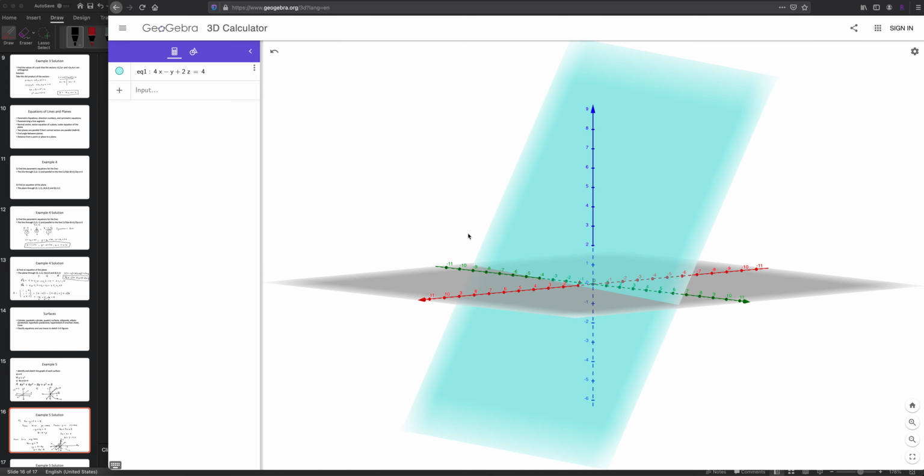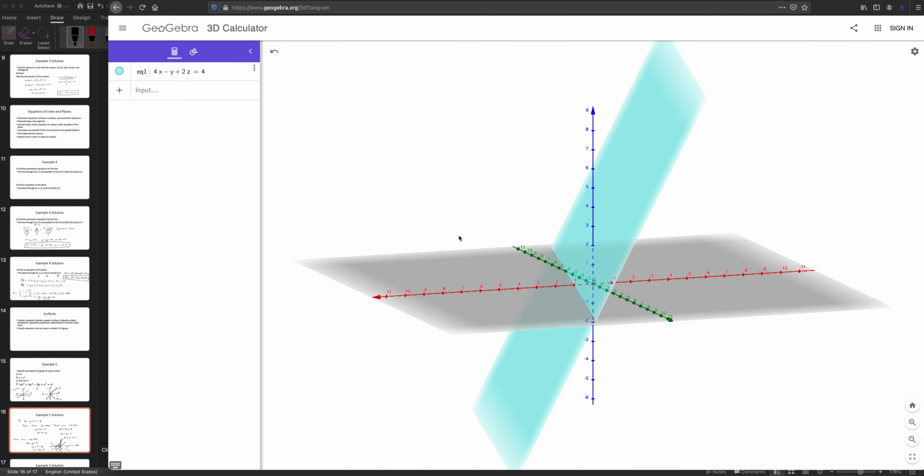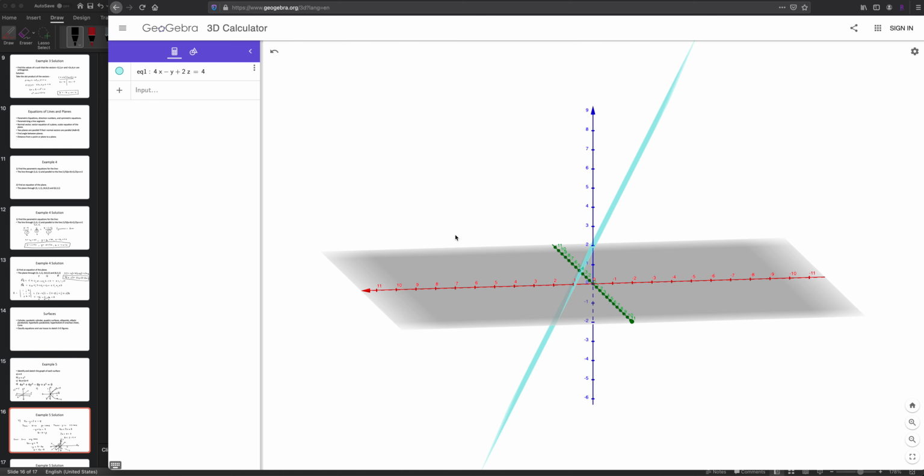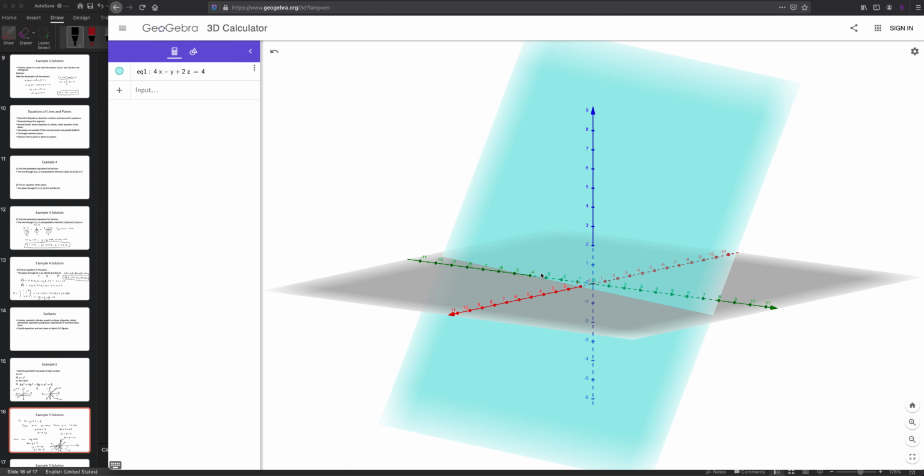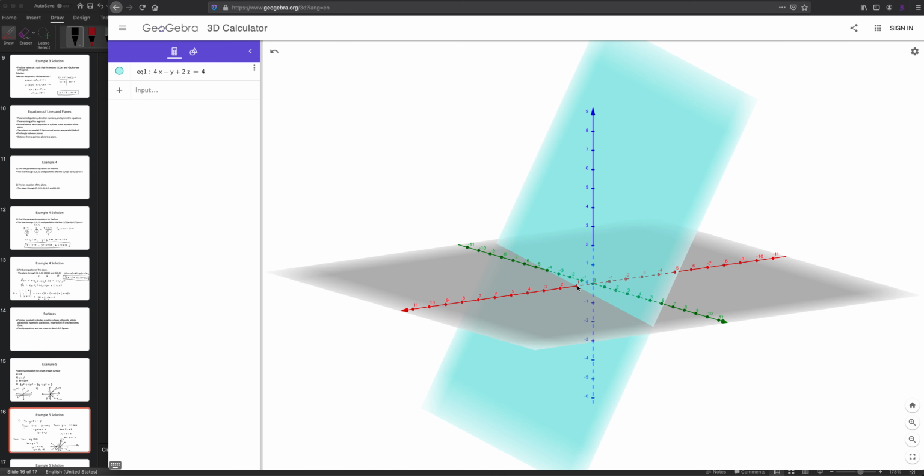You see it passes right through z is 2 here. And you see when x is 1, z is 0. And that triangular region that we found was bounded here, but we can extend that throughout the entire plane. So it can just go up and down that entire plane. So that's how we find that.